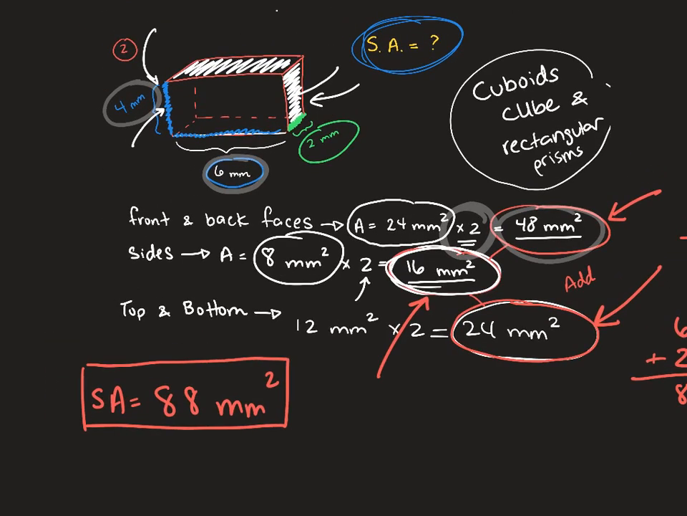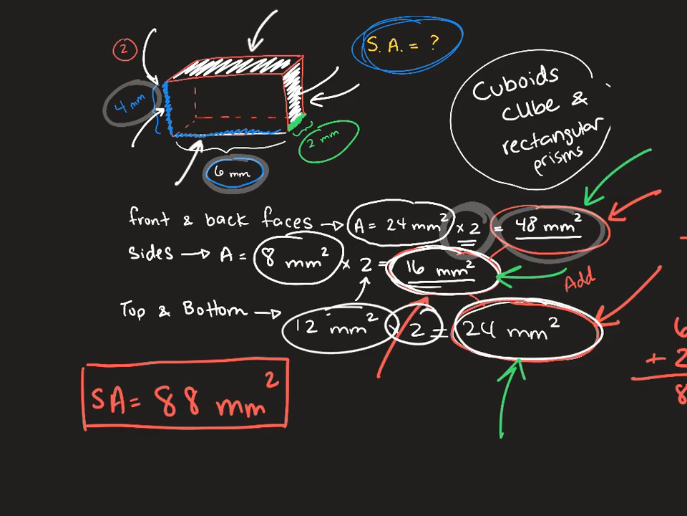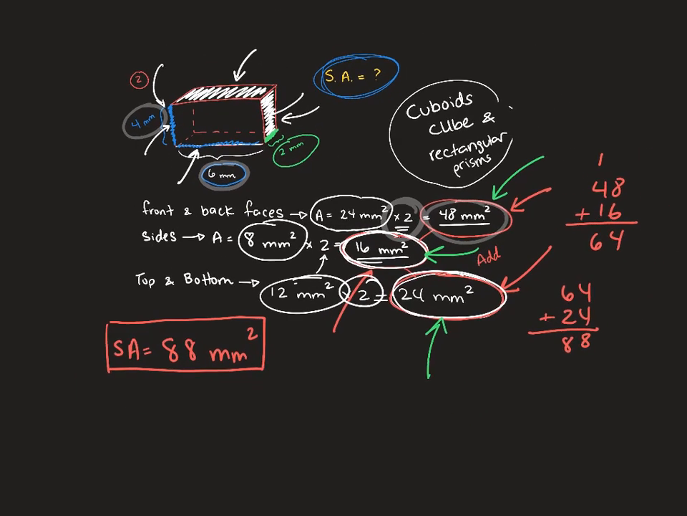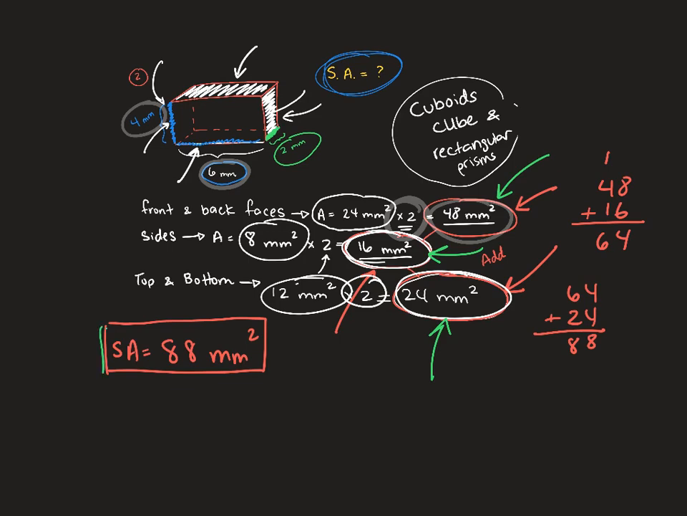And then the last thing we're going to do is we're going to solve for the top face, which is 6 times 2, which is 12, right? That's the area. But there's also a bottom face, which is times 2, and that's going to give us 24. So I know there's a ton of writing on here so far, but all you're really looking at is you're going to add 48 plus 16 plus 24. That, my friend, when you add them together, is going to give us 88 square millimeters, and that's the surface area of the entire rectangular prism.